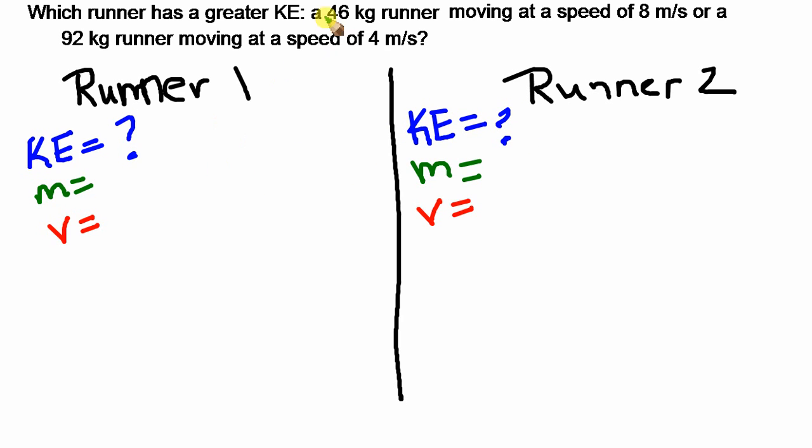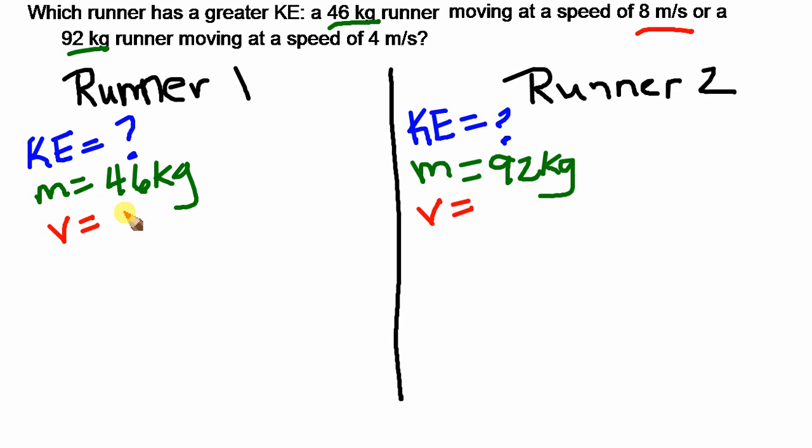My mass for runner number 1 is 46 kilograms. My mass for runner number 2 is 92 kilograms. My speed or velocity for runner number 1 is 8 meters per second. And my velocity for runner number 2 is 4 meters per second.